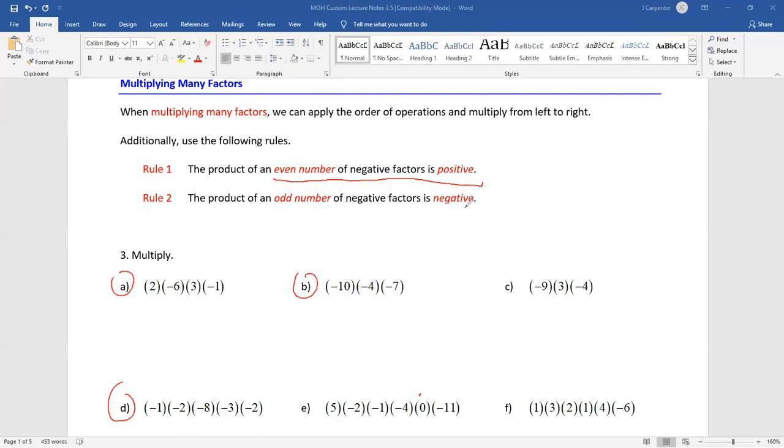But if you have an odd number of negatives, that means the answer is going to be negative. Let's say you had 3 of them. So 2 of them would cancel and make a positive. You've still got the third. If you had 5 of them, 2 would make a positive. The next 2 would make a positive. But that 5th one would still make the whole thing negative.